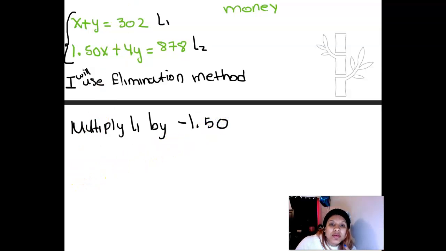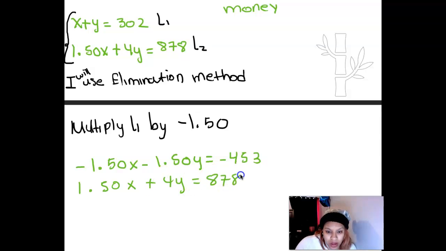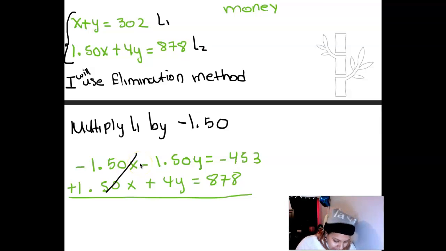All right, so that's going to change to negative 1.50x minus 1.50y equals, let me get my calculator over here, 302 times negative 1.5, which is negative 453. I'm going to write the other one on the bottom. And now I'm going to add both equations. The x is going to cancel out. Now I'm going to be left with one equation with just the variable y, which is what I want.